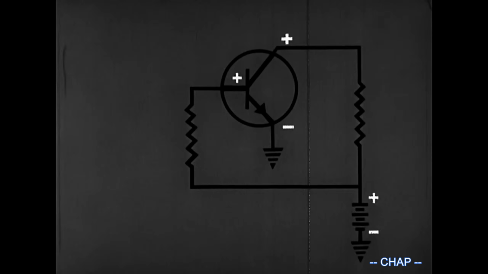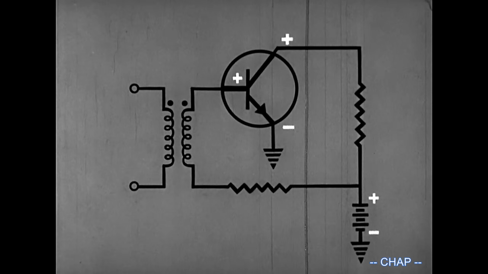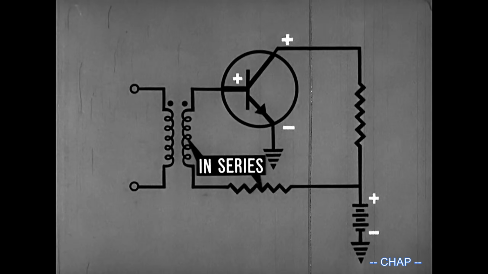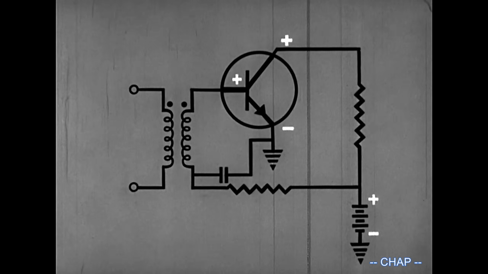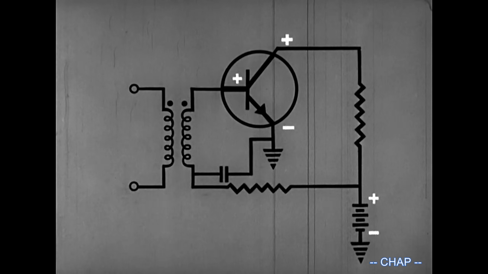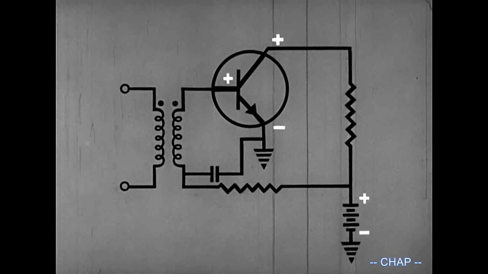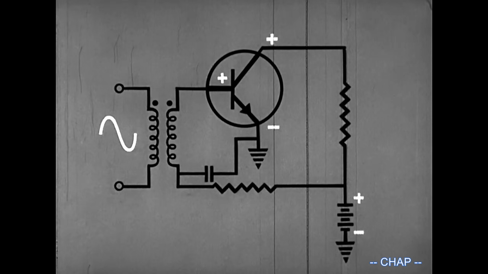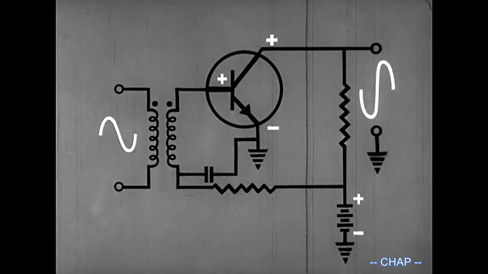A second method of applying an input signal is via a transformer. Note that the secondary of the transformer is placed in series with a base current limiting resistor. A capacitor ensures that no signal voltage is developed across the base limiting resistor, but instead is directly applied between base and emitter. An input signal is applied to the transformer primary. Between collector and ground, the output signal is present, 180 degrees out of phase with the input.